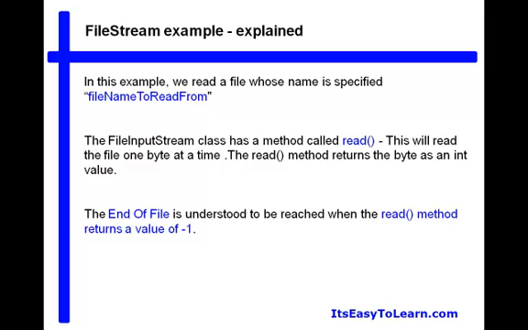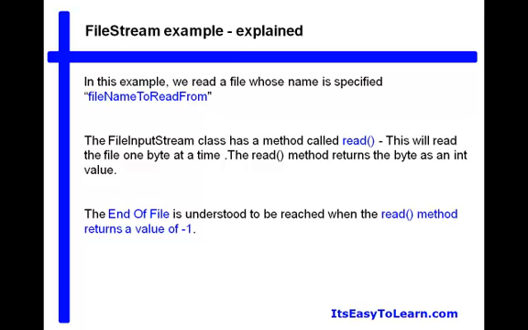The file input stream class has a method called read. This will read the file 1 byte at a time. The read method returns the byte as an int value. The end of the file is understood to be reached when the read method returns a value of -1.